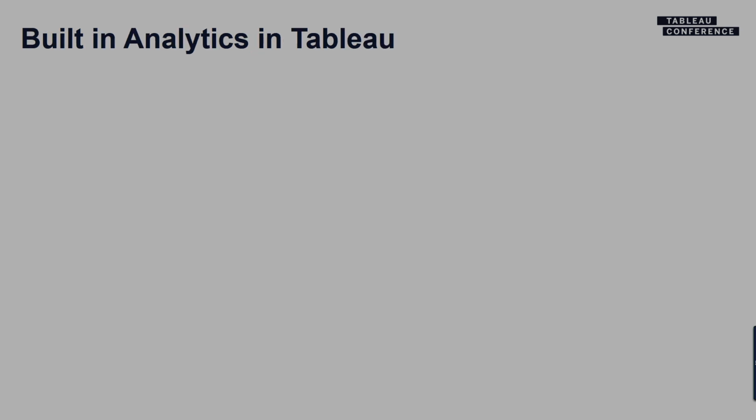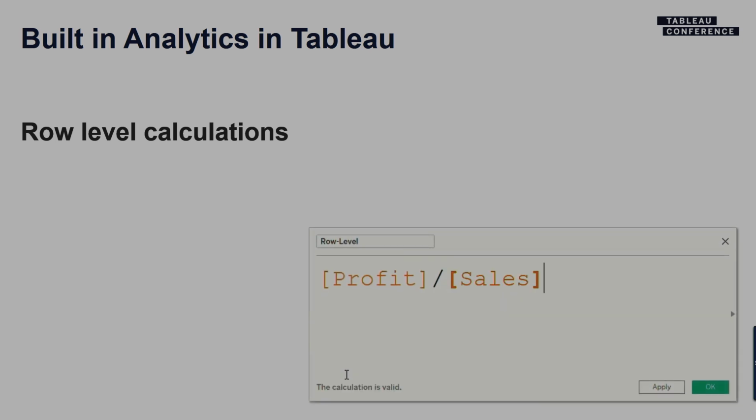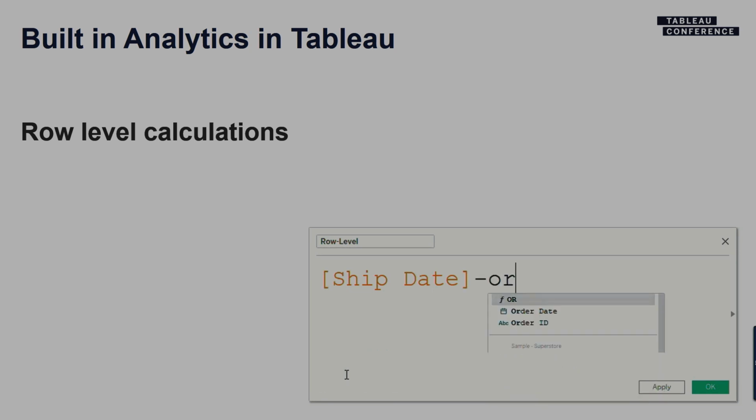There's a lot of things already built in Tableau. We all know that calculations can run on a row level, right? We can just say profit divided by sales and we'll get a profit ratio, at least on a row level. But it doesn't restrain itself to that. We can do the difference between days by just saying ship date minus order date, which will give me the number of days between two particular dates. And we do that on the row level.